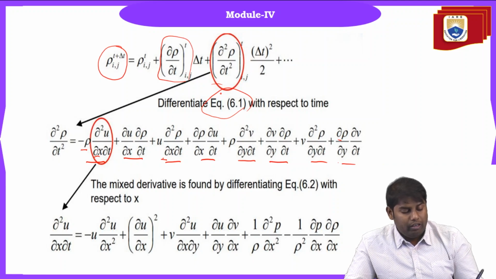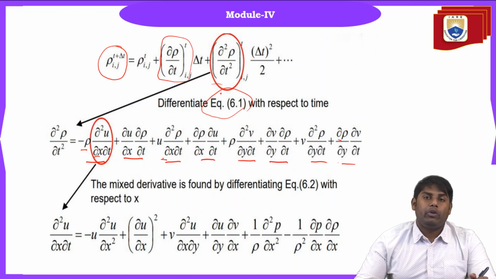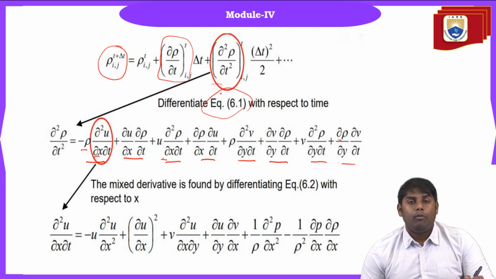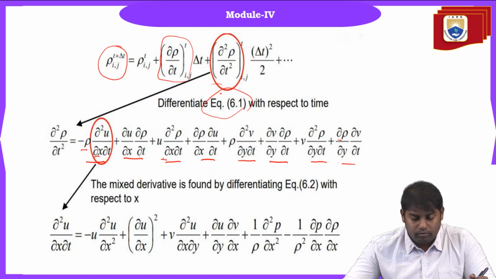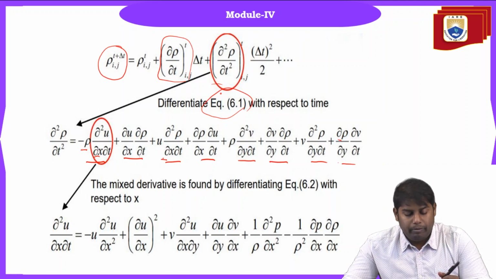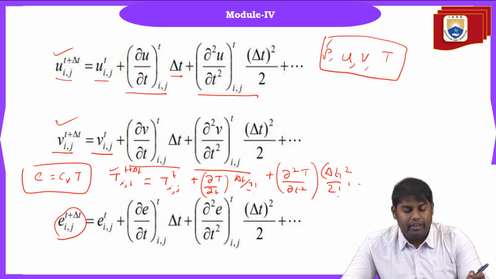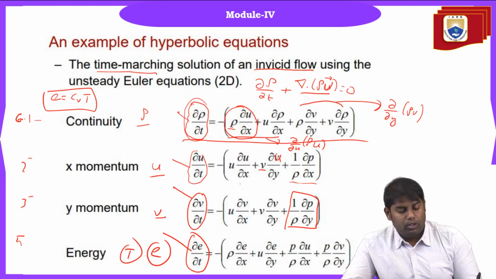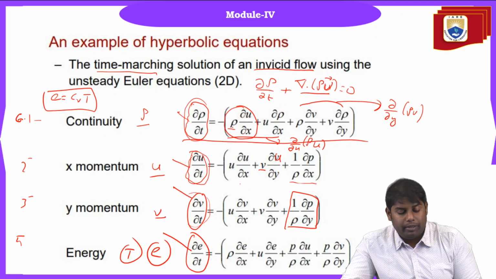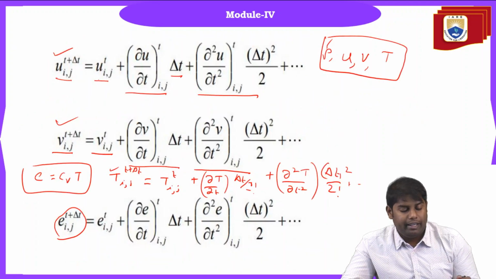Now, this is the mixed derivative. To get it, we differentiate the momentum equation with respect to time, and we get the mixed derivative ∂²u/∂x∂t. Similarly, we have the mixed derivative ∂²v/∂y∂t. For equation 6.2, we need to differentiate with respect to x, and here with respect to y. Then we can substitute these terms into this equation.